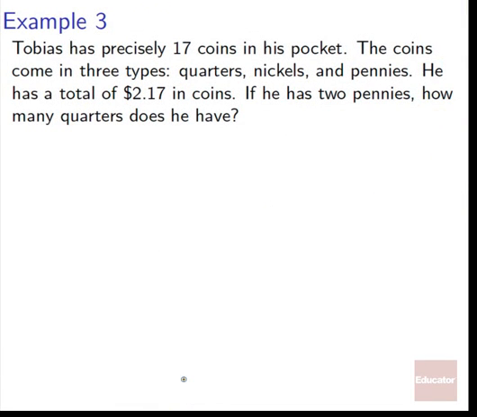Tobias has precisely 17 coins in his pocket. So first thing we're doing is we're understanding what's going on. So number one, Tobias, he's got some coins in his pocket. Makes sense. 17. Cool. Coins come in three types. Okay, so he's got three different coin types, quarters, nickels, and pennies.